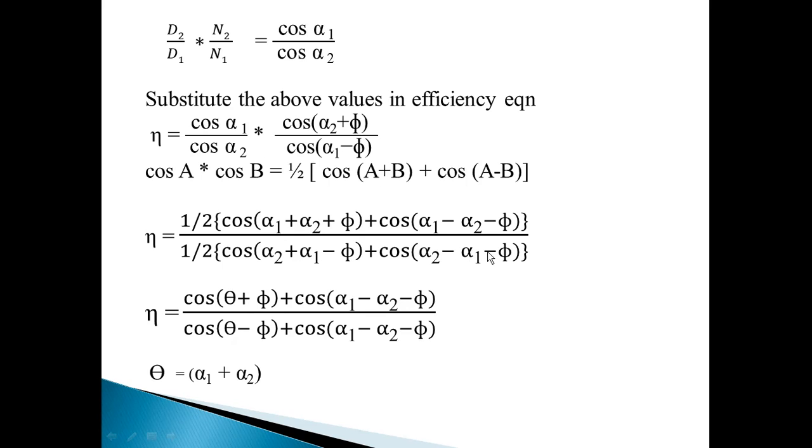And if you rearrange this equation, cos of alpha is equal to cos of minus alpha, both are the same value. If I introduce negative values there, you will have cos of theta plus phi plus cos of alpha 1 minus alpha 2 minus phi upon cos of theta minus phi plus cos of alpha 1 minus alpha 2 minus phi, because theta is equal to alpha 1 plus alpha 2.